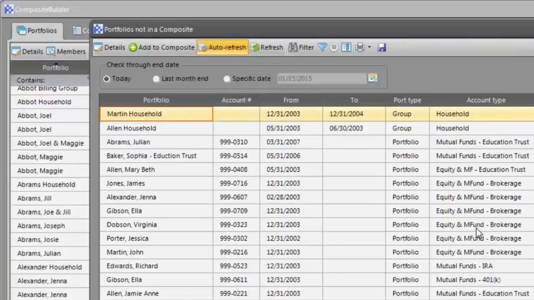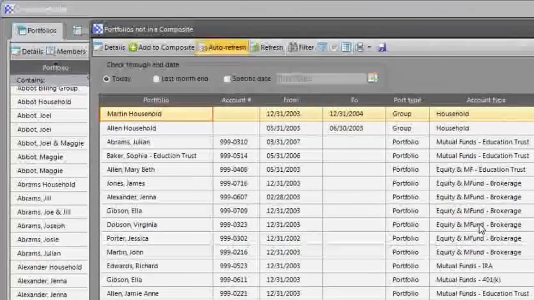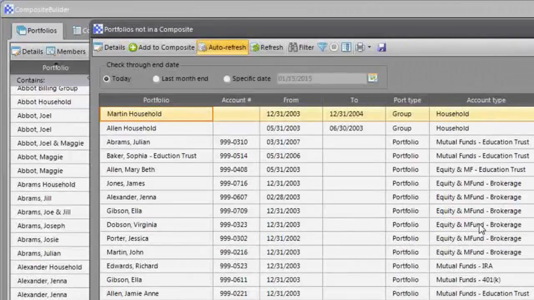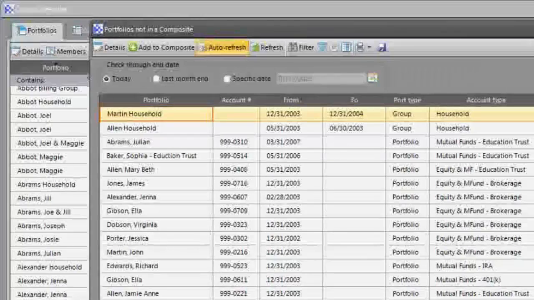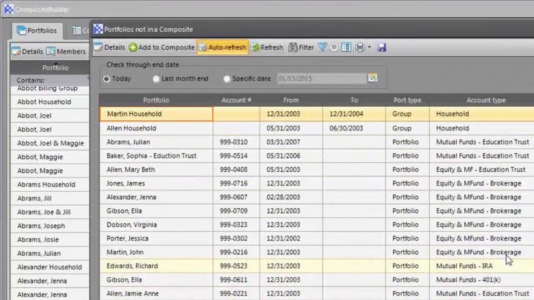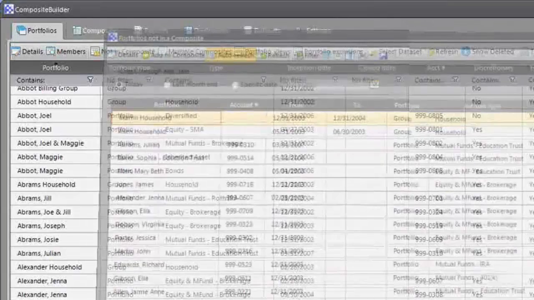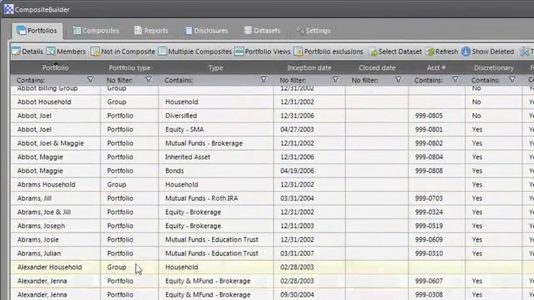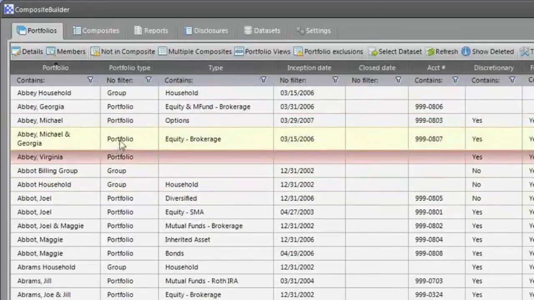almost instantaneously. But the key thing is that any account that you've marked as non-discretionary or unmanaged is never going to show up in this list, because what Composite Builder is trying to do is make sure that you've accounted for every portfolio over time from its inception to the date it closes, whether or not it's included in a composite. So right now there's actually a pretty big list of portfolios that are not included in a composite. Let's look at a portfolio that actually is included in a composite.